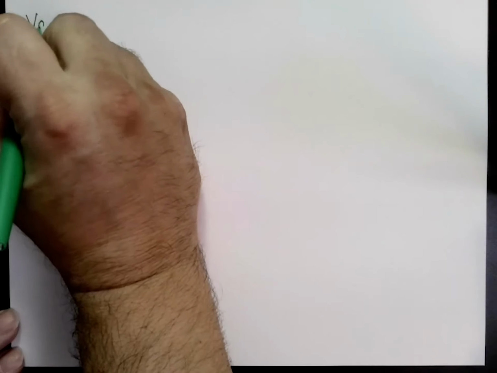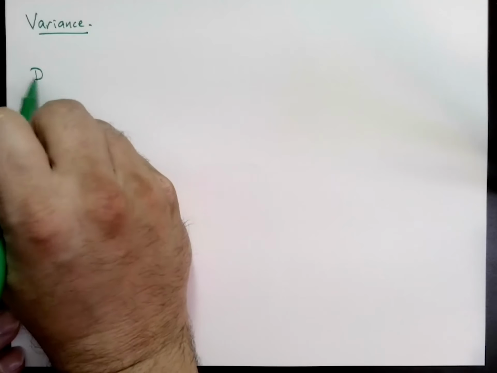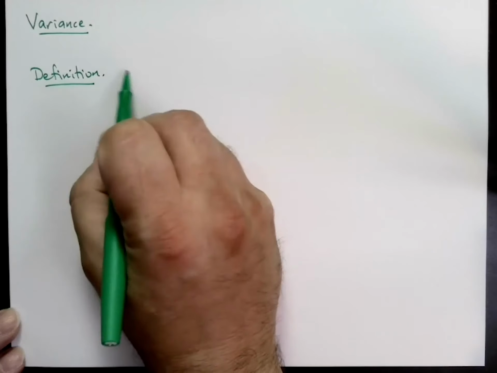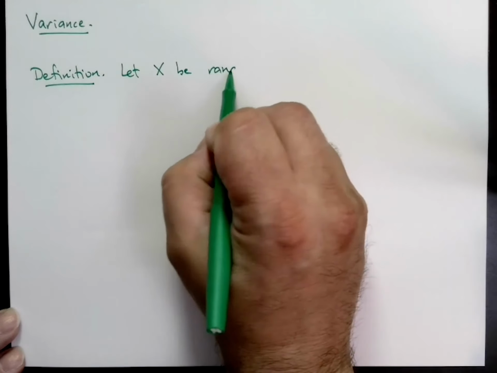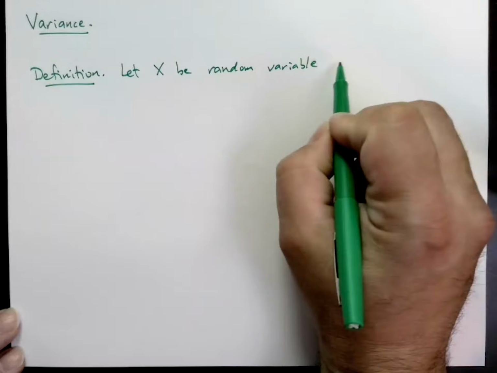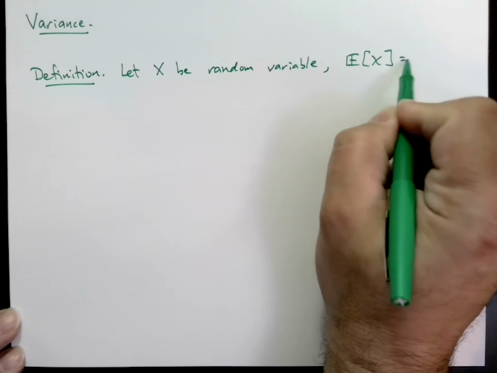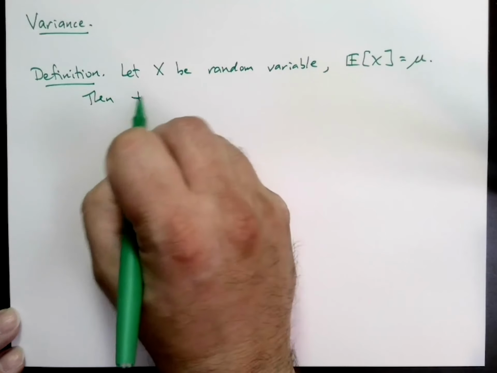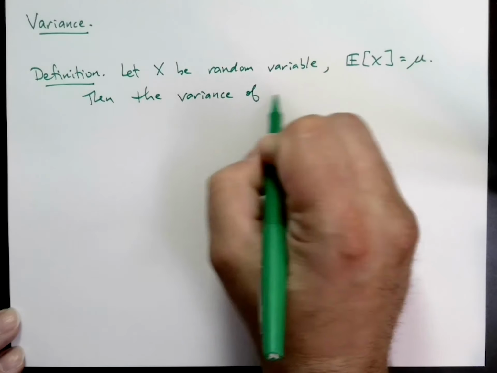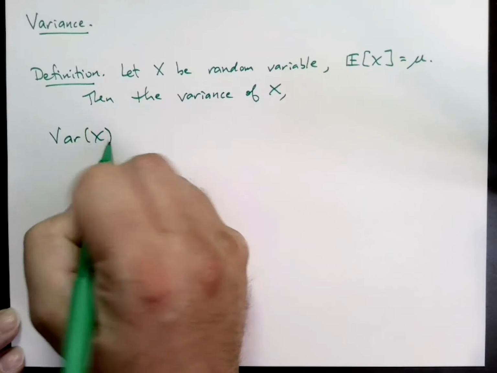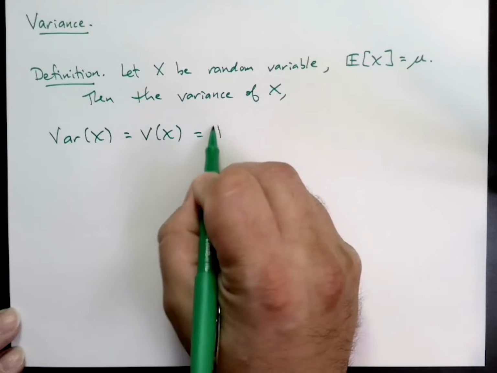In this lecture, we're going to be talking about variance. First, let's define it. Let x be a random variable. Assume that the expectation of x is mu, then the variance of x is defined to be the expected value of x minus mu squared. Note that we do need to compute the mean before we compute the variance.